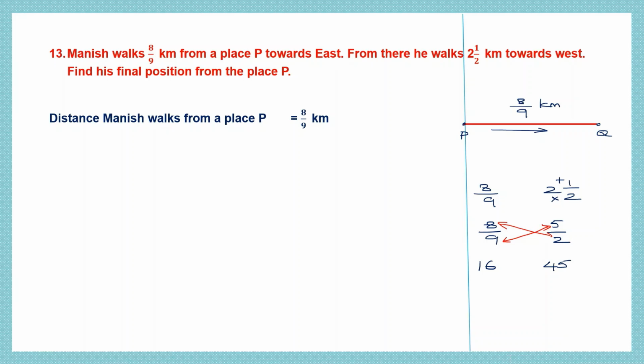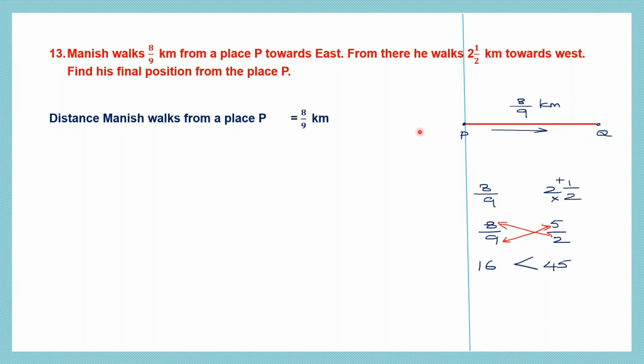45 is greater. That means if 45 is greater, 5 by 2 is greater. That means 2 1 by 2 is greater than 8 by 9. That means when he walked back towards the west, he has gone beyond P, because 2.5 kilometers is more than 8 by 9. This much is 8 by 9, so 2.5 kilometers is more than that. That means he has walked beyond P.